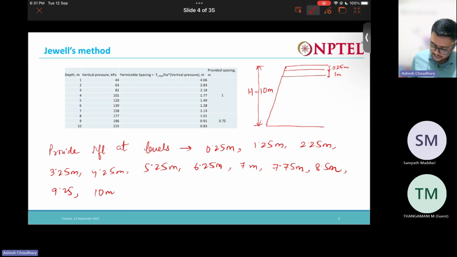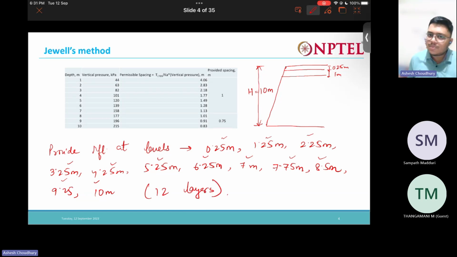So how many total reinforcement layers are we providing? 1, 2, 3, 4, 5, 6, 7, 8, 9, 10, 11, 12. Right? So 12 layers we are providing.